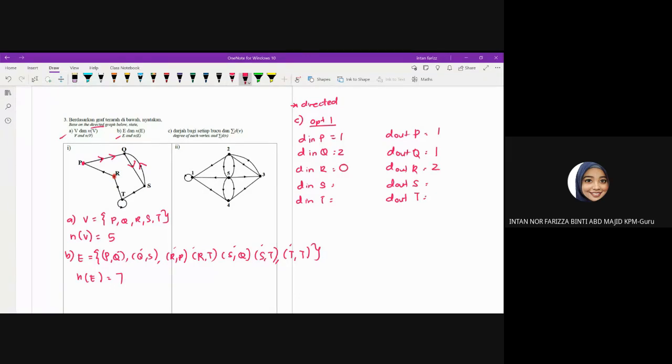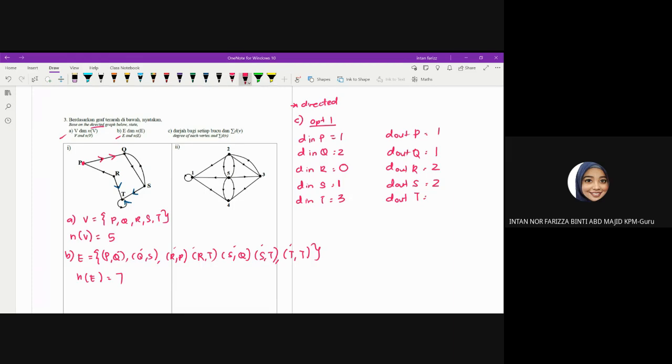S, how many coming into S? We have only 1, which is this one here. How many coming out from S? Coming out, this is 1, this is 2. Into T. Okay, for a loop, let's look here. For a loop, this is coming in, right? Any more coming in to T or not? This is the first in, second in, this is the third in. So we have 3 in.